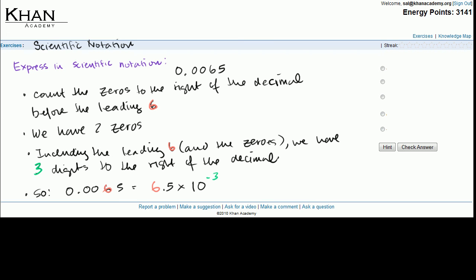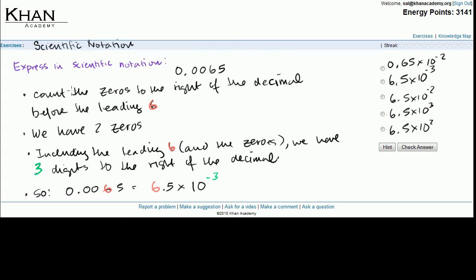And so we could put the choices here. The correct answer might be 6.5 times 10 to the negative 3. Maybe we do 6.5 times 10 to the negative 2. Maybe we have 6.5 times 10 to the third. 6.5 times 10 squared. Maybe 0.65 times 10 to the negative 2. All of those, and we could add many, many more choices there.